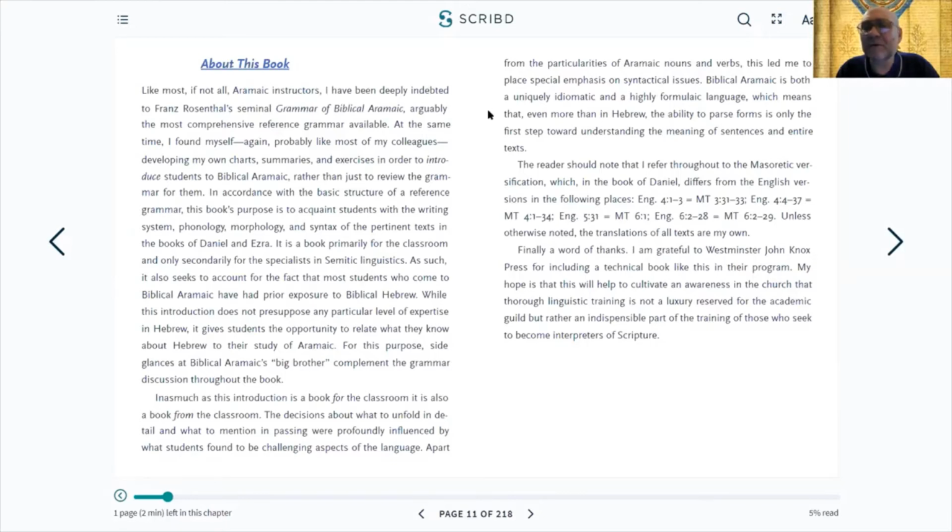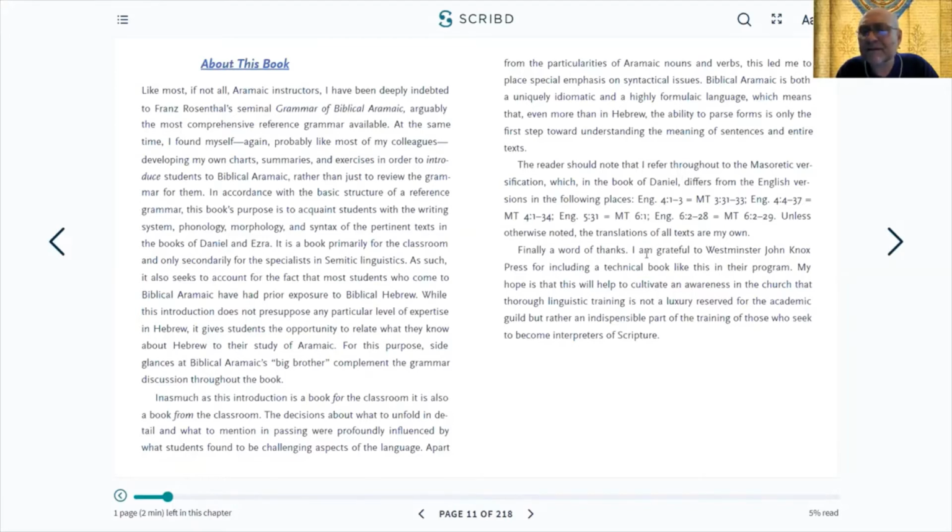Biblical Aramaic is both a uniquely idiomatic and highly formulaic language, which means that even more than in Hebrew, the ability to parse forms is only the first step toward understanding the meaning of sentences and entire texts. The reader should note that I refer throughout to the Masoretic versification, which in the book of Daniel differs from the English versions in the following places. Okay, so they give this list here. Unless otherwise noted, the translations of all texts are my own.